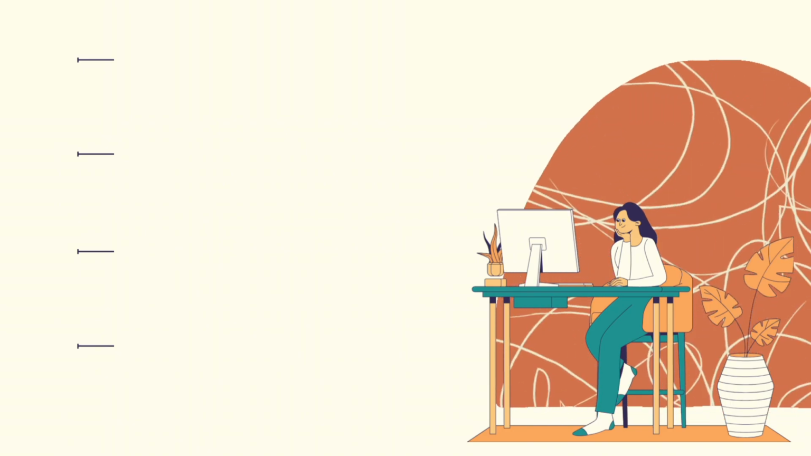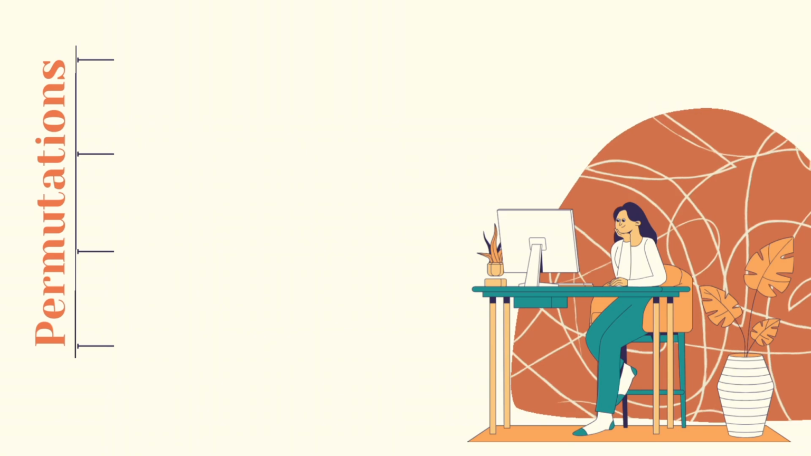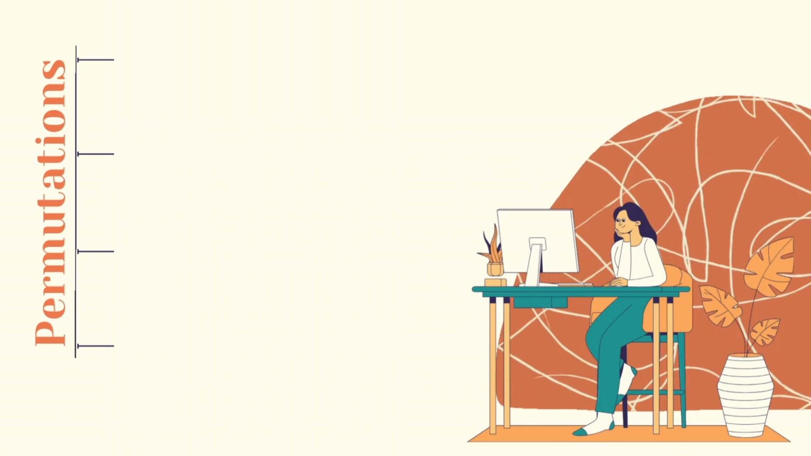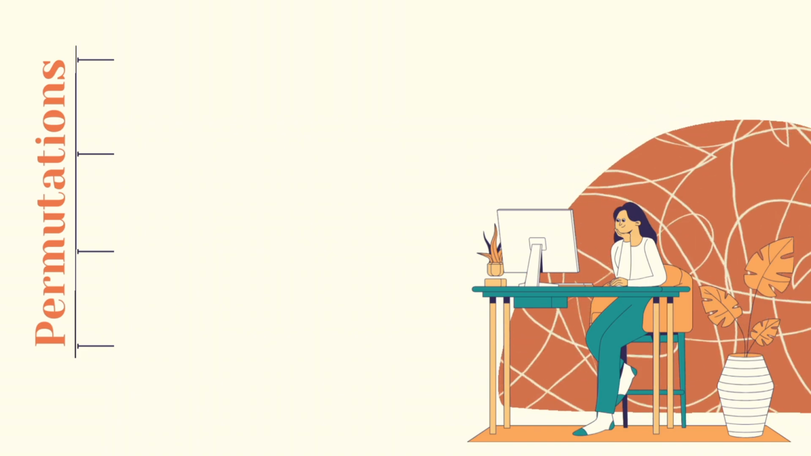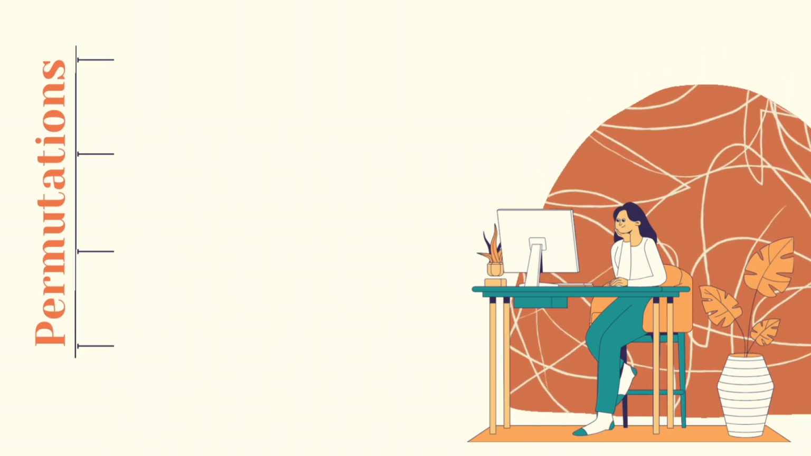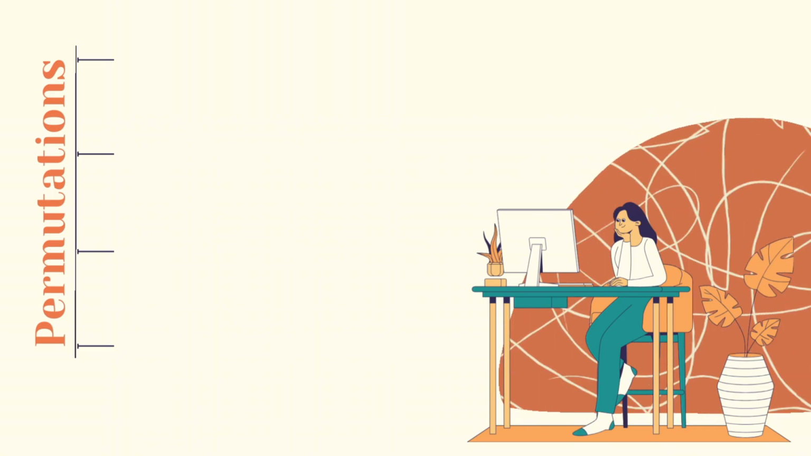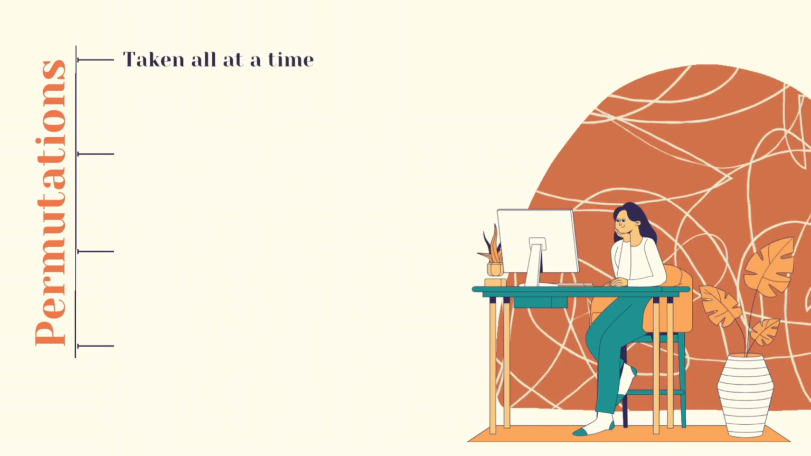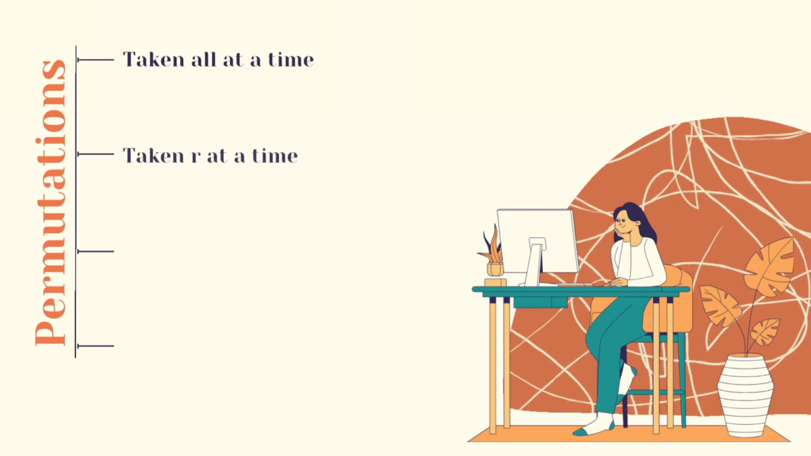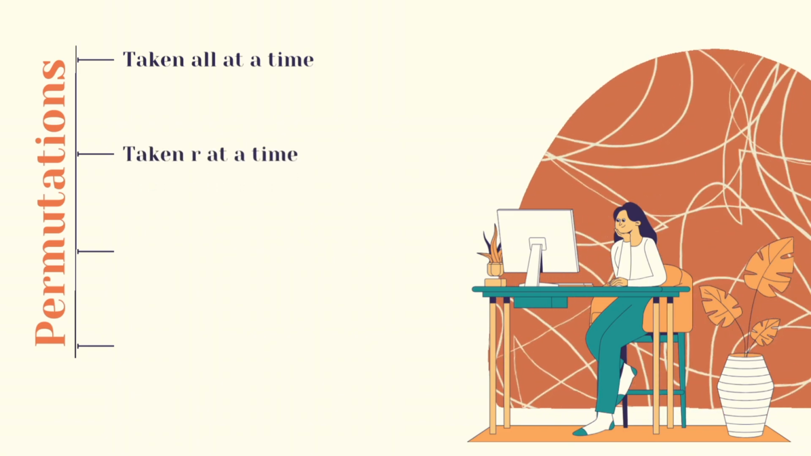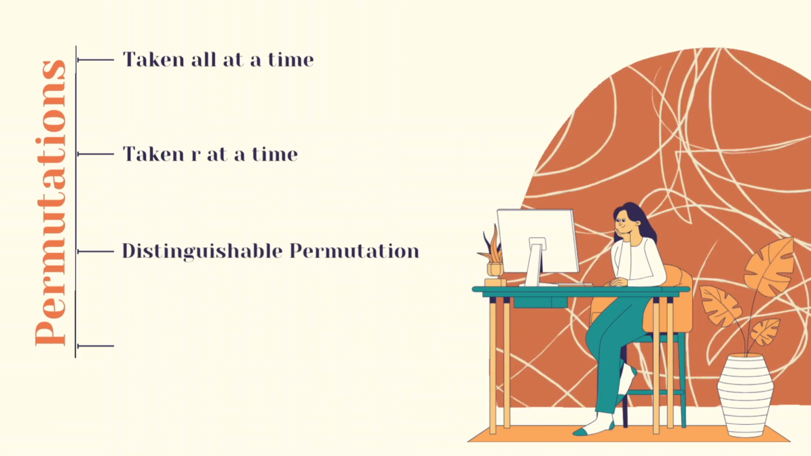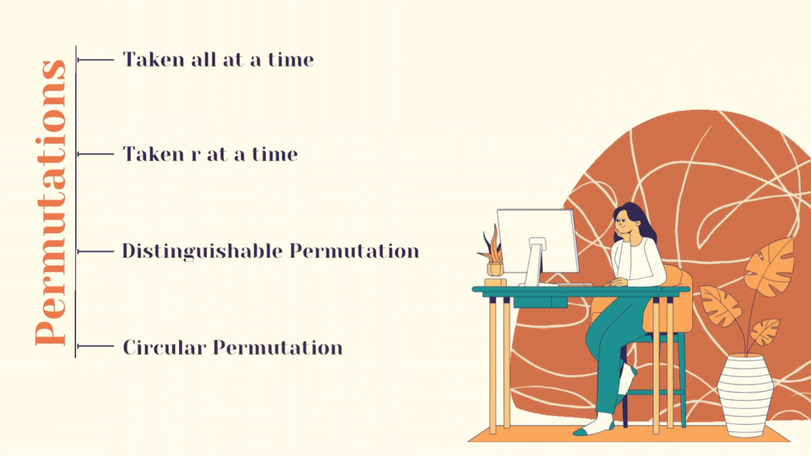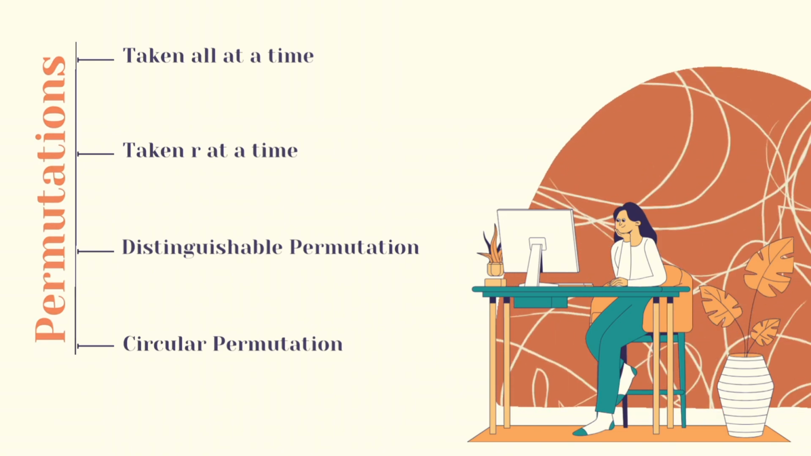Now, let's talk about the types of permutation. There are different types of permutation. In this video, we will discuss and solve permutations of objects taken all at a time, taken r at a time, distinguishable permutation, and circular permutation. First, taken all at a time.